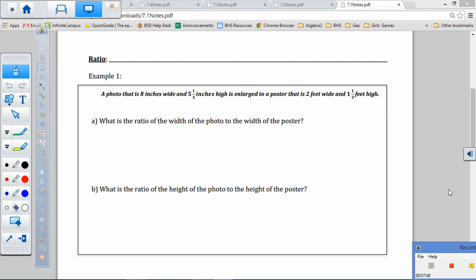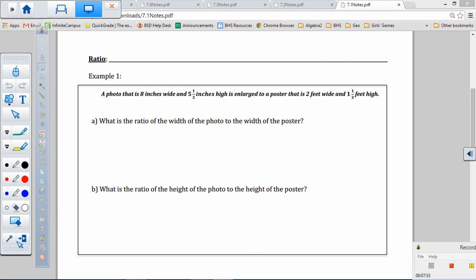Okay, so let's talk about ratios. So what is a ratio? A ratio is a comparison of two values. Sometimes those values are written in a fraction. Sometimes they're written with a colon in between them.